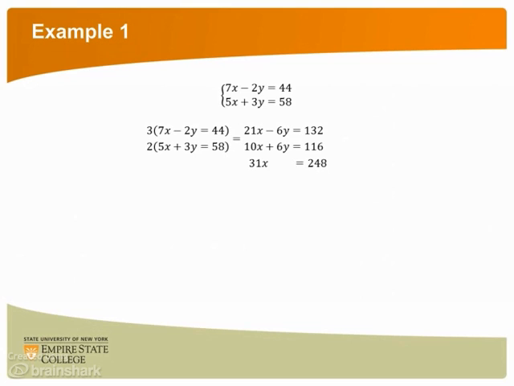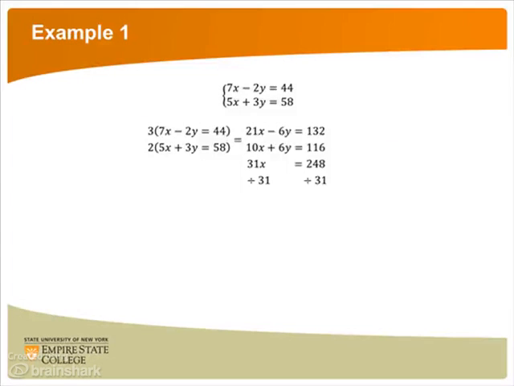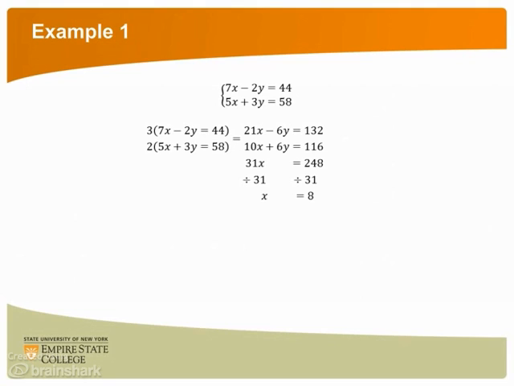Add straight down. 21x plus 10x is 31x. Minus 6y plus 6y is 0, so the variable y is gone. 132 plus 116 is 248. So we are left with 31x equals 248. Divide both sides by 31. So x equals 8, but we want to have the value for y as well.